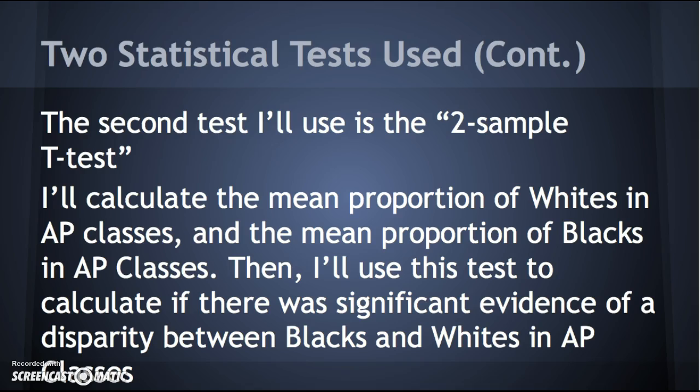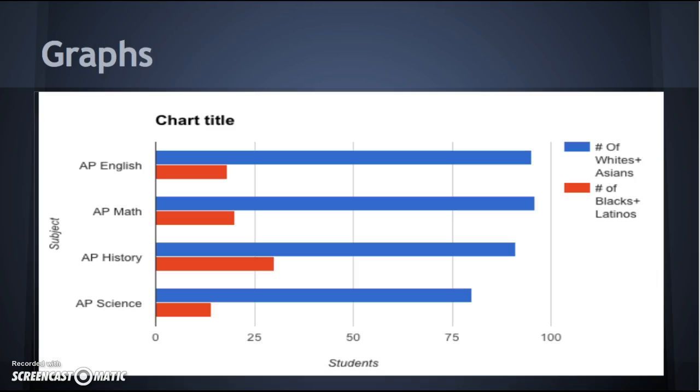Pretty much the first question is questioning whether AP diversity is evenly reflected throughout each subject, and the second question, which uses the t-test, is questioning whether there's just a disparity between blacks and whites in general, not necessarily in each subject. Alright, so this is one of the graphs.